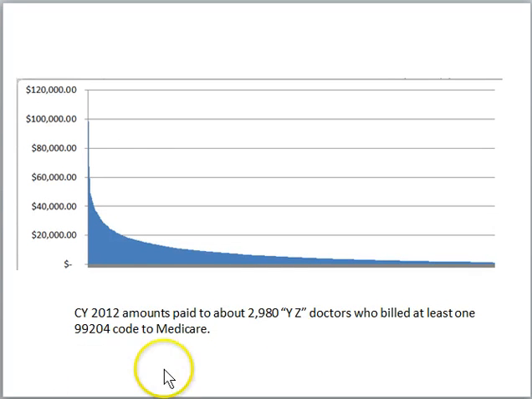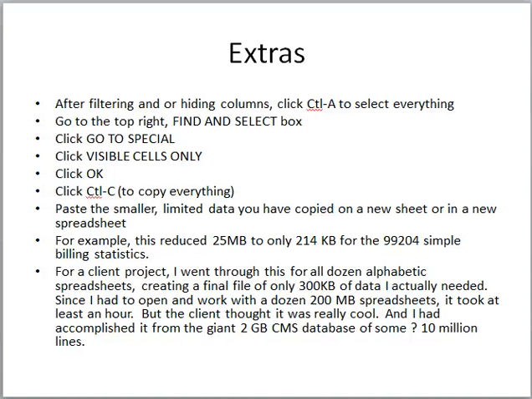And I'll show you that in more detail. So this is the calendar year 2012 amounts paid to about 2,980 doctors whose names begin with Y and Z who billed at least one 99204 code to Medicare. And a couple of them got paid north of $60,000. Only about 5 or 10% got paid more than $20,000 from Medicare for the new patient office visit. And then after that, it tails off. So a lot of doctors only get paid $5,000 or $10,000 or less for new patient office visits from Medicare under this particular code.